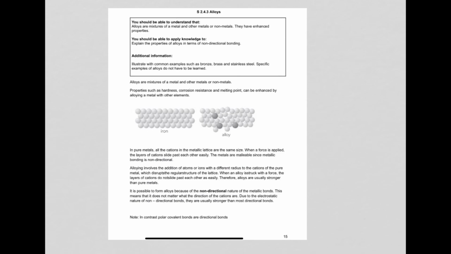You can read about alloys, and you should be able to understand that alloys are a mixture of metals and other metals or non-metals, and that alloys have enhanced properties in comparison to pure metals. And you should be able to explain the properties of alloys in terms of structure. So make sure you read this, especially concerning the non-directional nature of metallic bonds, and you go through this table.